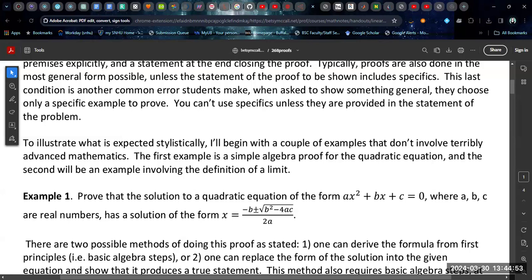Now, we often in math class will use a particular example in order to make something abstract more concrete in order to help us process it. But that is not a proof, that is a demonstration. And when we're doing proofs, we need to be as general as possible.